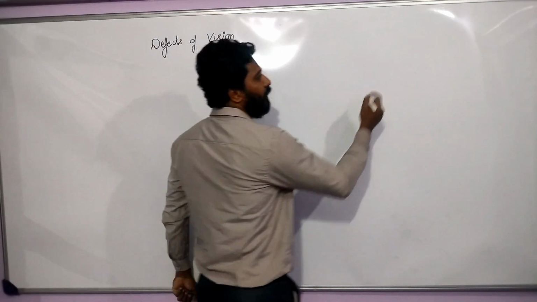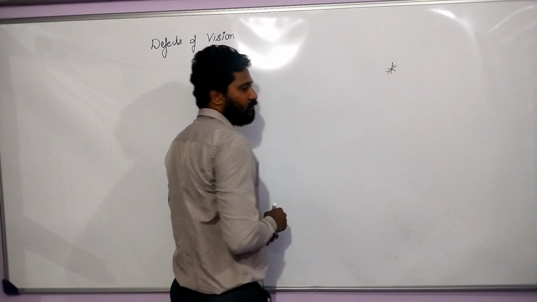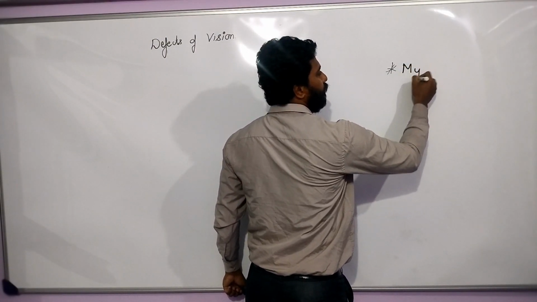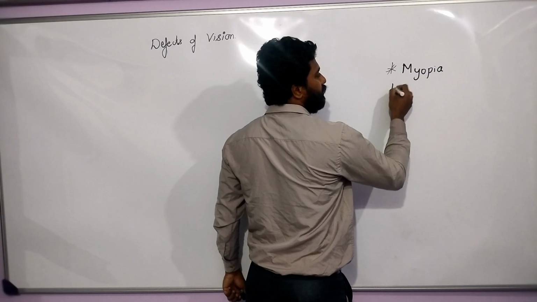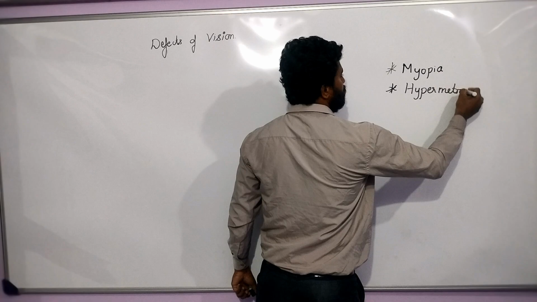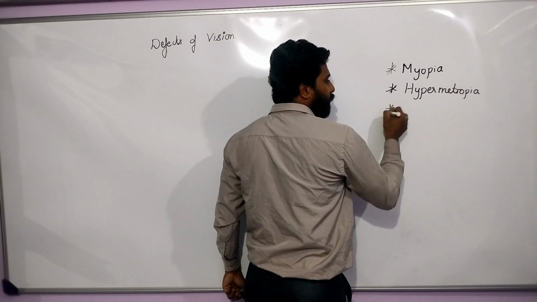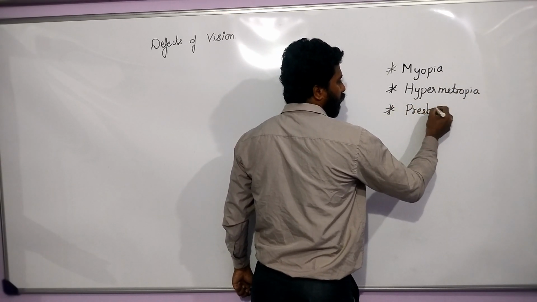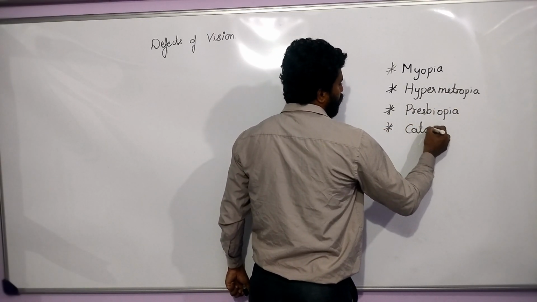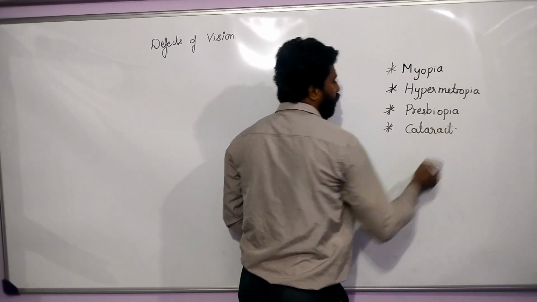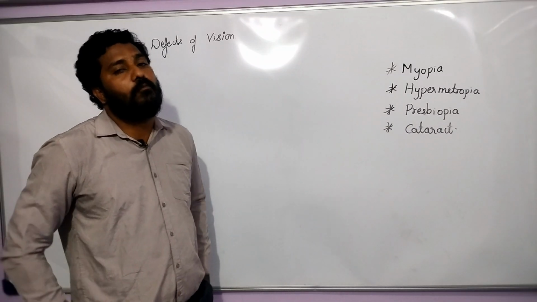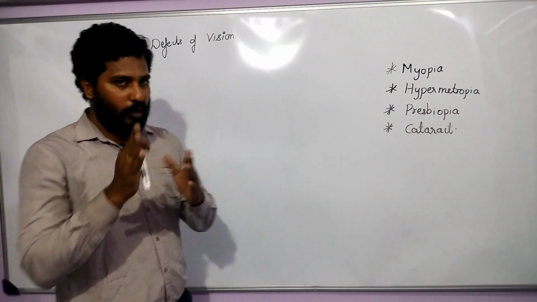So mainly we have four important defects of vision. The first one is the very famous myopia. The second one is hypermetropia. The third one is presbyopia. The last one is cataract. Usually it's a very important topic, most of the question papers ask about it, often. Today we are going to discuss it.